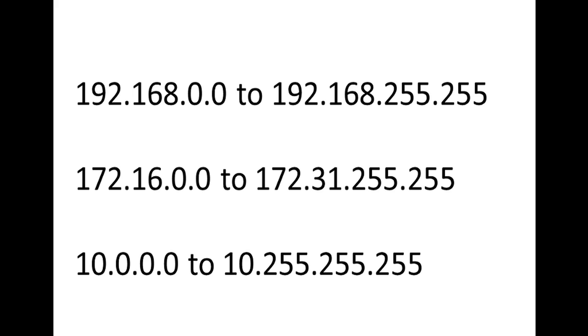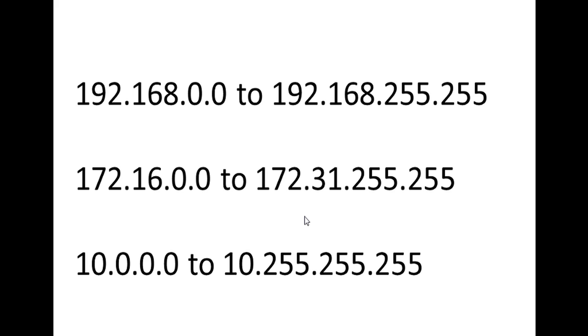IPv4 addresses are 4 bytes or 32 bits. And since 2 to the power of 32 is equal to about 4 billion, using 4 bytes, we could only create about 4 billion different IPv4 addresses. And since we were running out of IPv4 addresses, 3 ranges were defined.